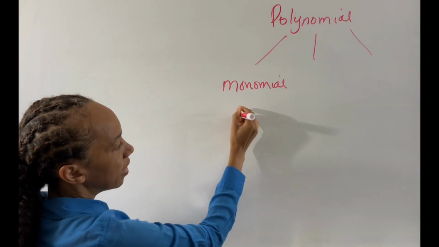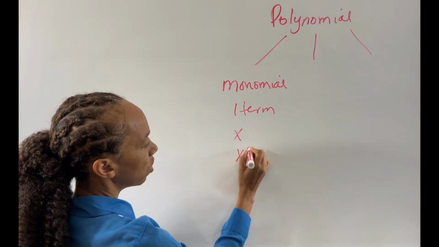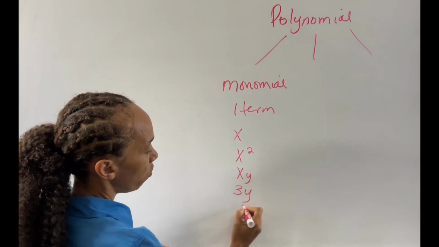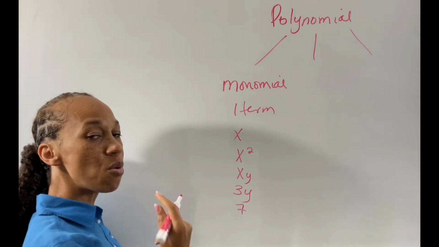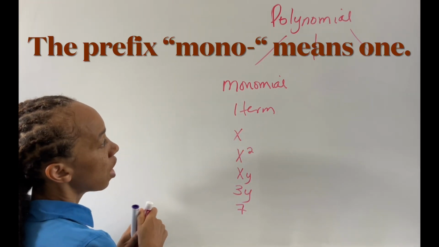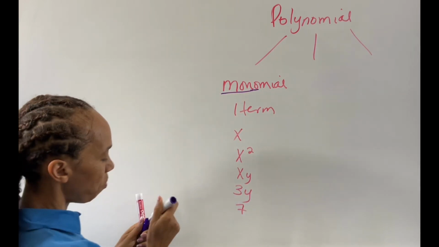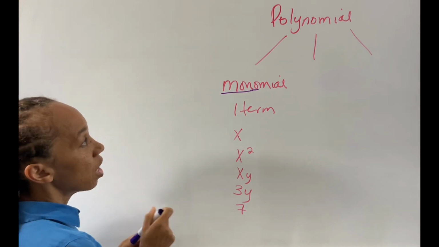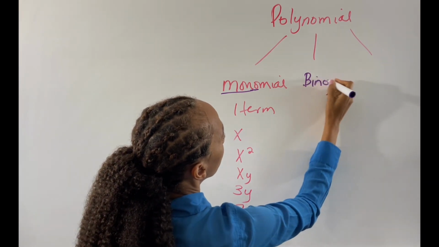which has one term, and that one term could be an x, an x squared, an xy, a 3y, or it could be just the monomial constant, which is just a number, which could be 7 or 5. The key way to remember the difference here is the prefix mono, which means one. Mono means one. And so we will go into the next polynomial classification, and we have binomial.